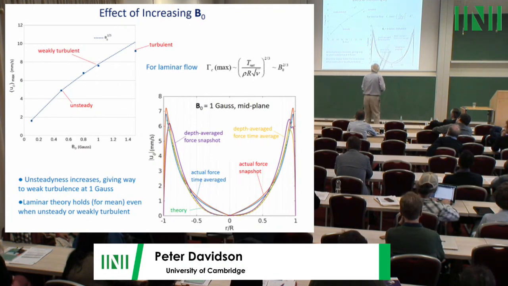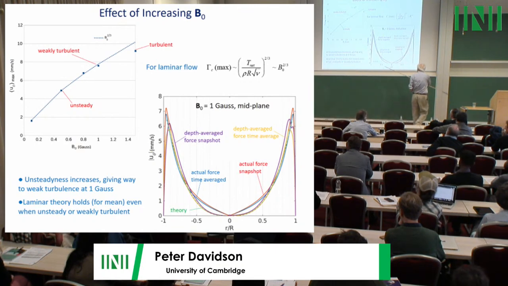So we know what the flow looks like. The main message here is it goes from unsteady at a tiny, tiny magnetic field to weakly turbulent at a tiny magnetic field to fully turbulent at a slightly larger than tiny magnetic field. And the model seems to hold quite well in all cases.